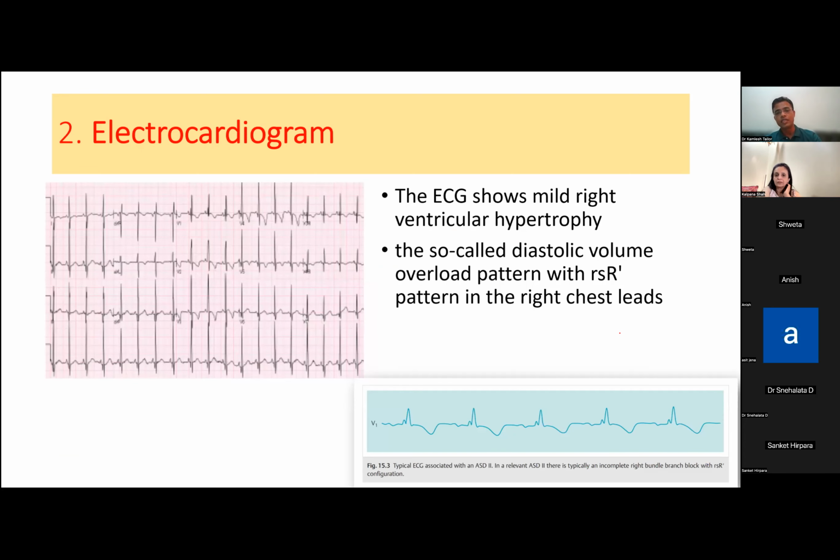Regarding the ECG, because there is RA-RV dilatation and sometimes RVH, you can see changes related to right ventricular hypertrophy. These are the spikes which are taller than normal. It is suggestive of RVH, and you can see here an RS pattern, which is typical of ASD.